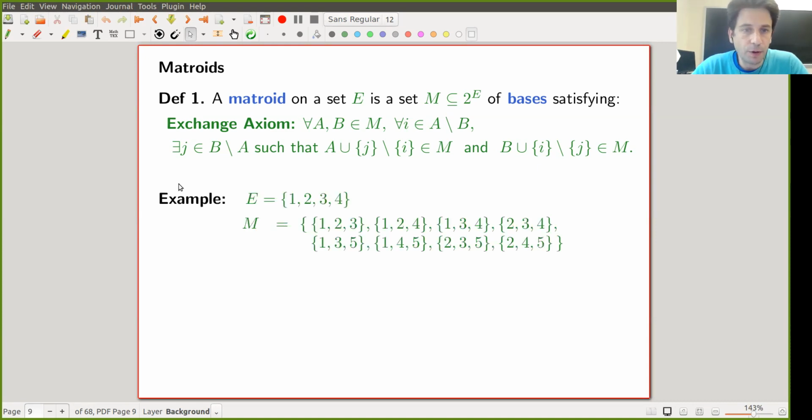So as an example, if I take my ground set E to be {1, 2, 3, 4}, one matroid is this one, this set of bases. So in other words, this set satisfies the exchange axiom. If you take two sets here, A and B, then you will have this property.